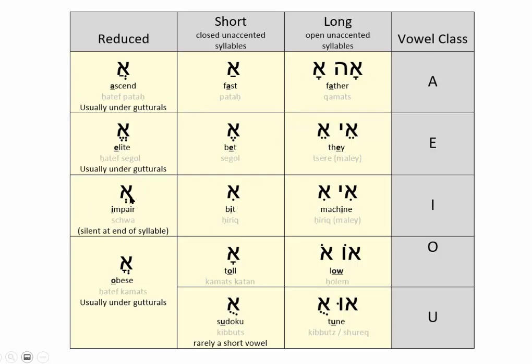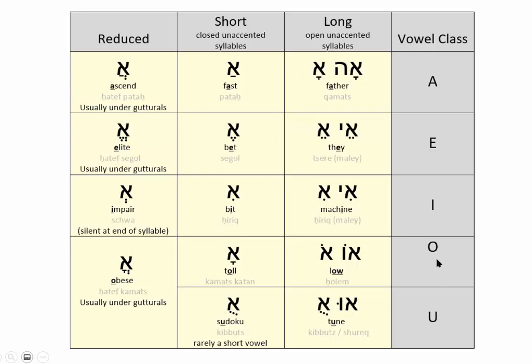This symbol does also show up many times under a letter that's at the end of a syllable. In this case, it will be completely silent. It will not make any sound whatsoever. But when it's beginning a syllable, then it's going to have the sound, as in impair.